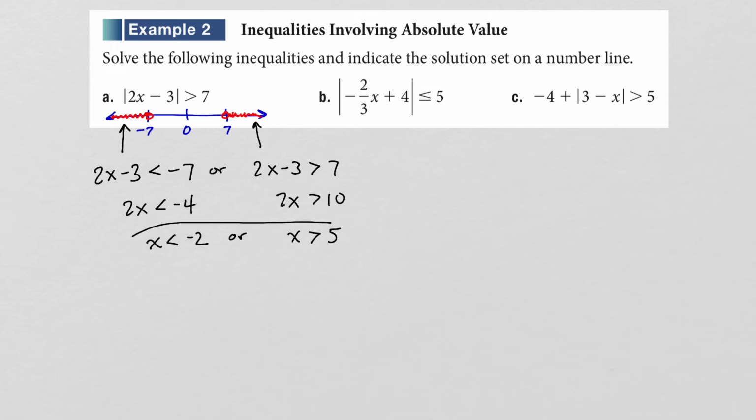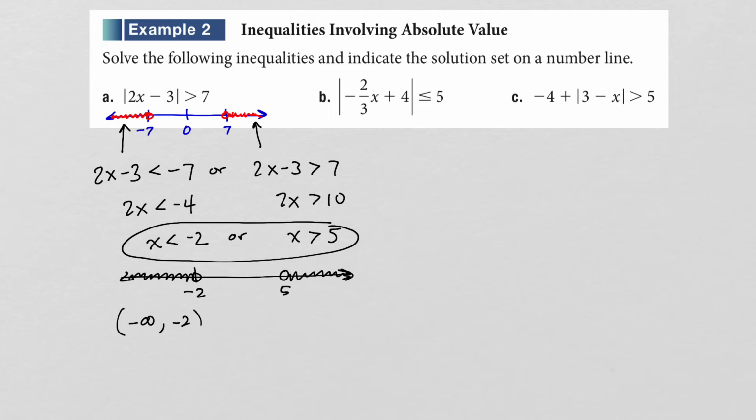So here is our solution in inequality notation. Now, on a number line, what that means is that x is less than negative 2, or x is greater than positive 5. So in interval notation, our answer will look like this. And most of the time, you will be asked to put it into interval notation.